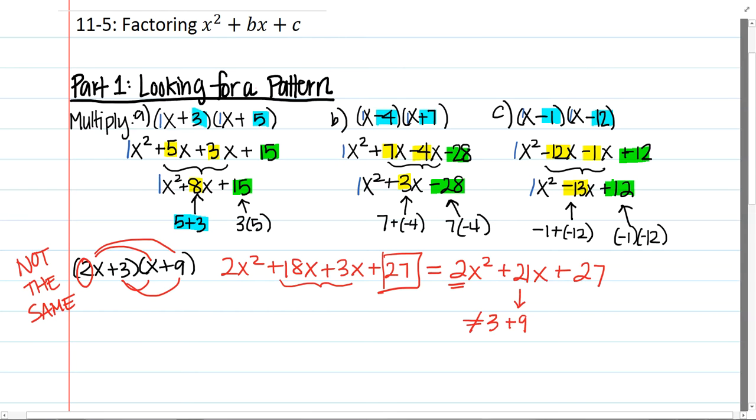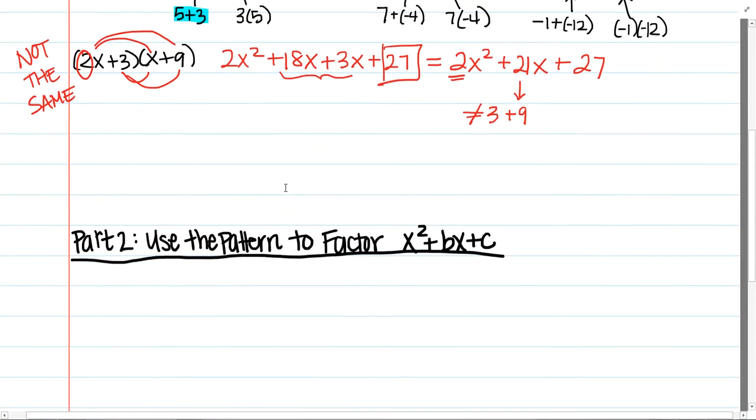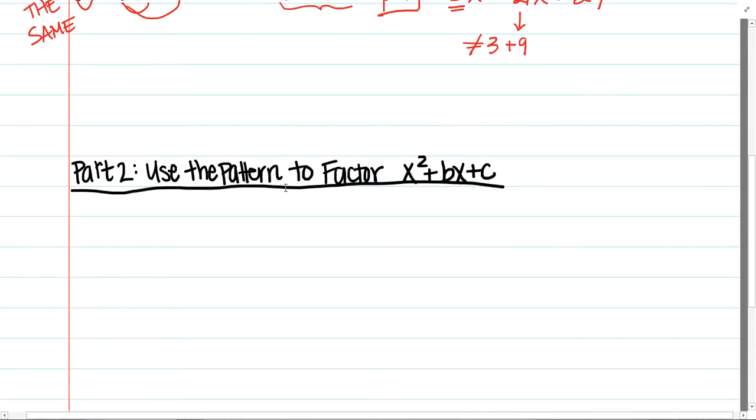Okay, so we're focusing on just when it's an x and an x. So x plus a number or minus a number times x plus a number or minus a number. Okay, so part 2 of this is we're going to use the pattern to factor. So factoring is pretty much the backwards of what we were just doing.